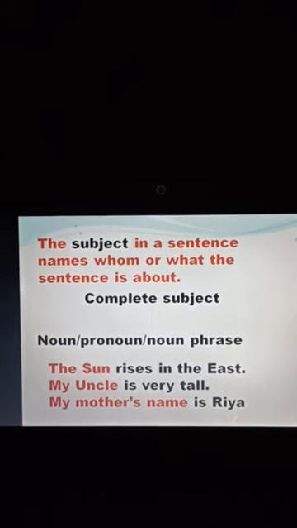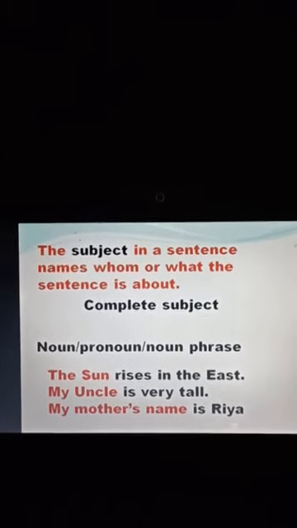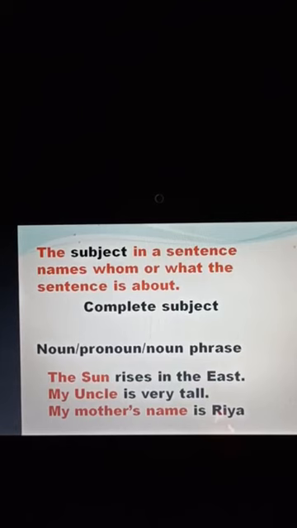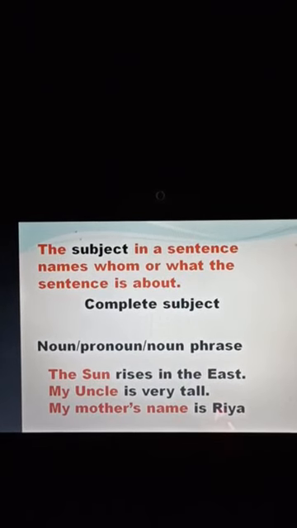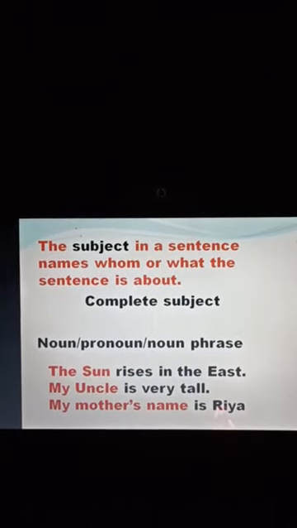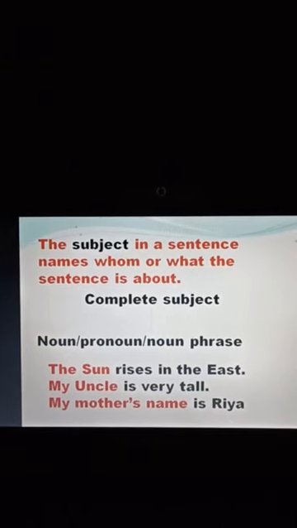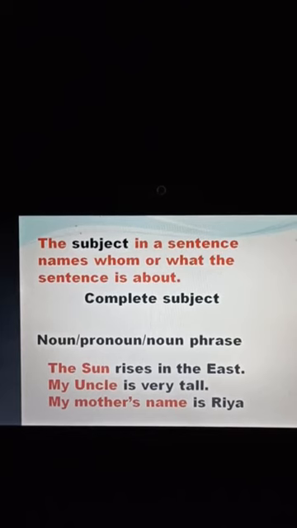My uncle is very tall. My uncle is a noun phrase, and is very tall is the predicate over here. My mother's name is Ria. This is a noun phrase and this is the subject.